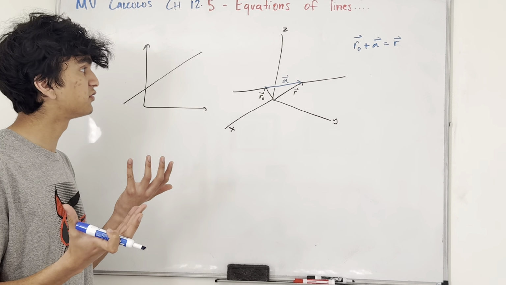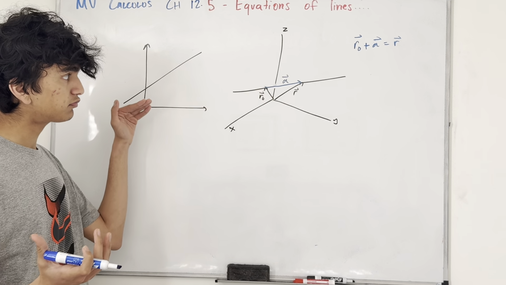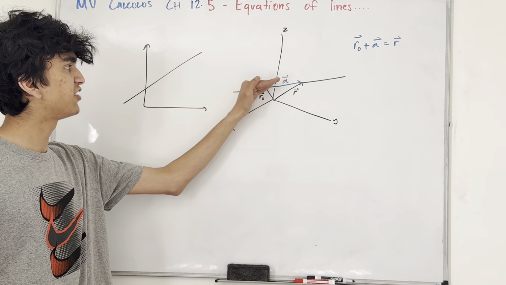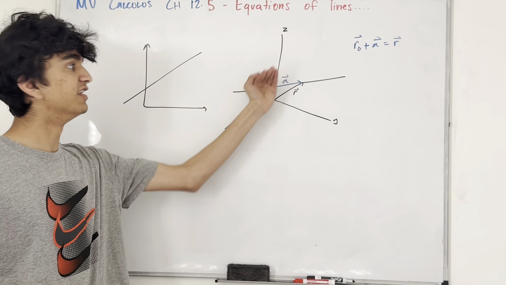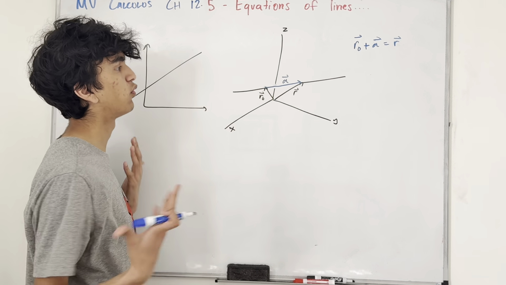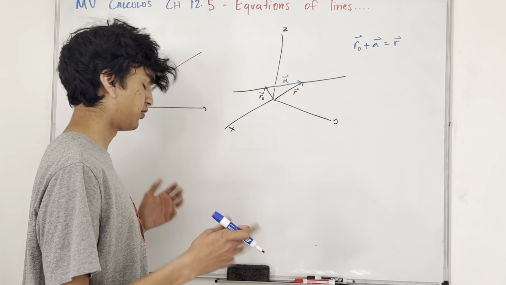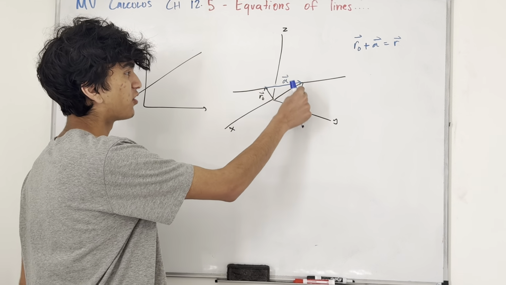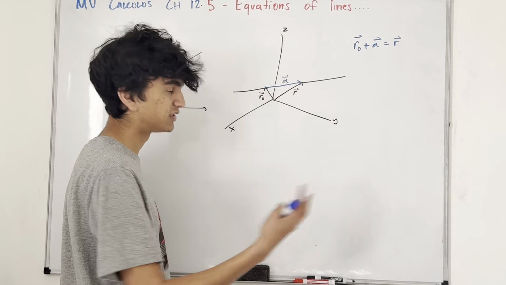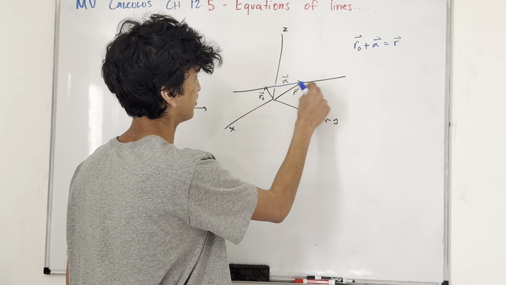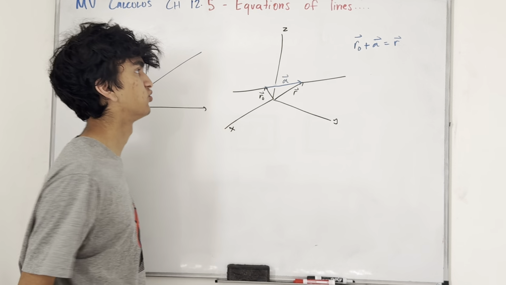If it weren't parallel to this line, if maybe A was directed this way or this way, then you wouldn't get a point on the line. You get a point somewhere else when you add it to r initial. So how do you get r as a function of time, so that you can express all points on this line, not just one point?